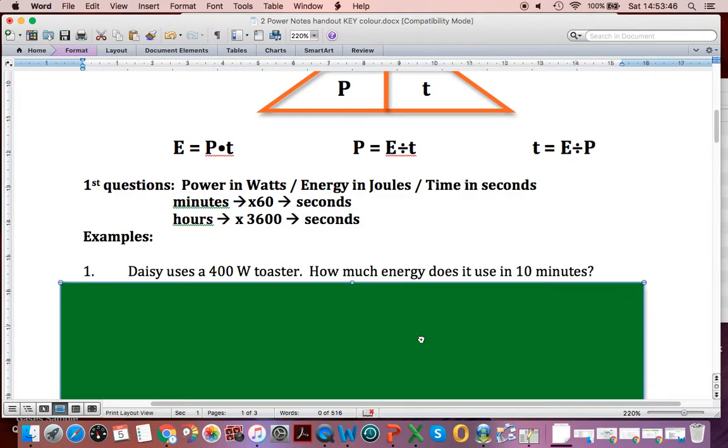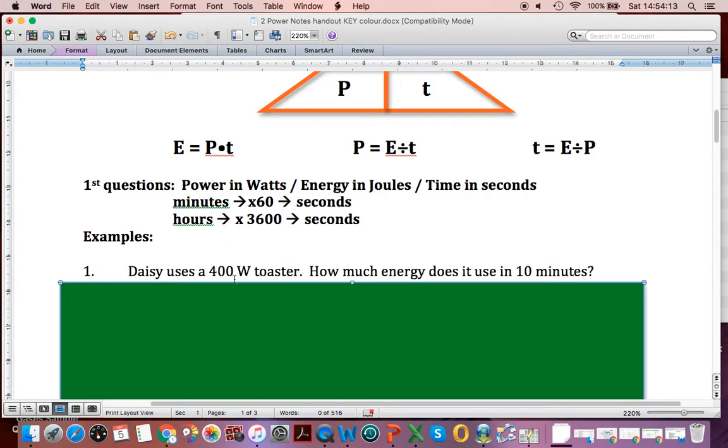So you are expected, when you do these questions, to read them carefully and choose the right formula. That gets you 1 mark. Plug the numbers into the formula and show me that, 2nd mark. And put your answer with the correct units, 3rd mark. So here we see 400 watts, and we say, hey, that's power. We're asked how much energy, and there's our time. Well, we're asked how much energy, so we're going to write E equals P times T.